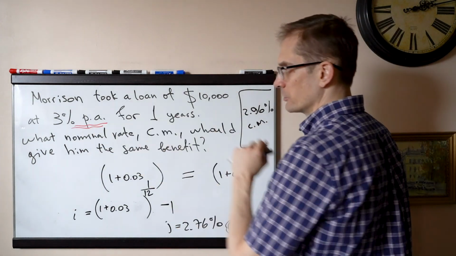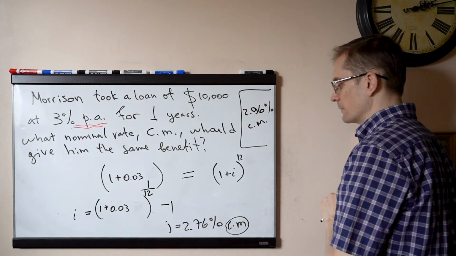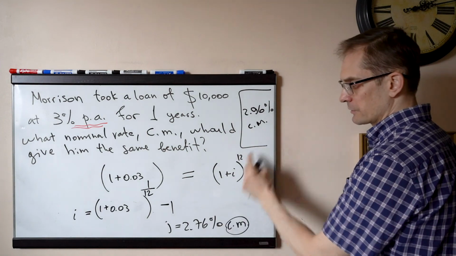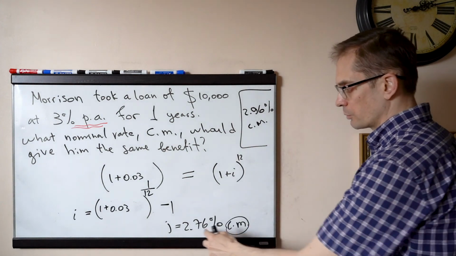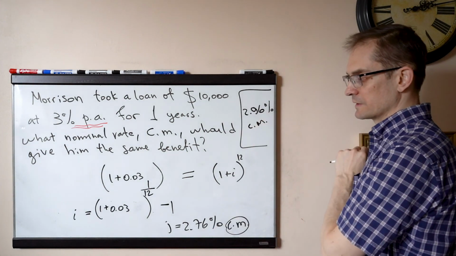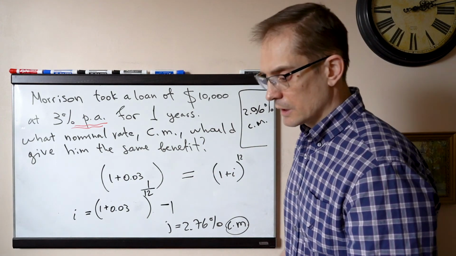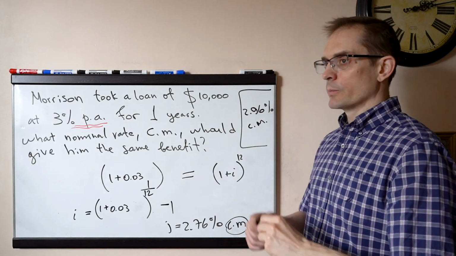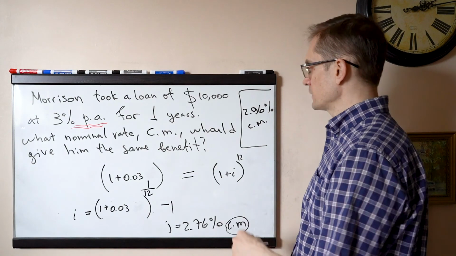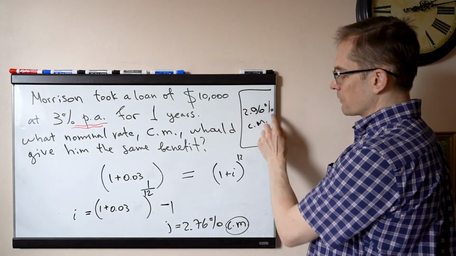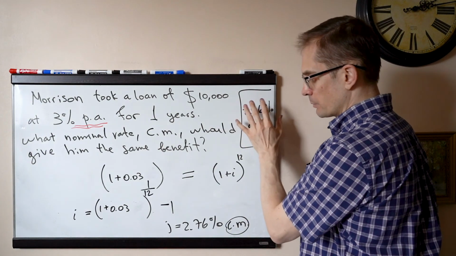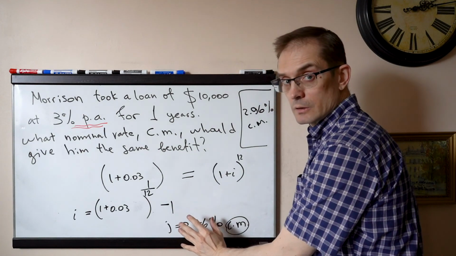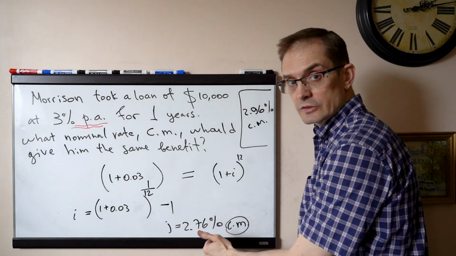That is equivalent to 3% PA. As you can see, they are different, right? So they are different rates. 2.76 here, but 2.96 here. Because when you compare one simple rate to a compound rate, equivalency over 1 year does not imply equivalency over other numbers of years, in this case 6 years, right?